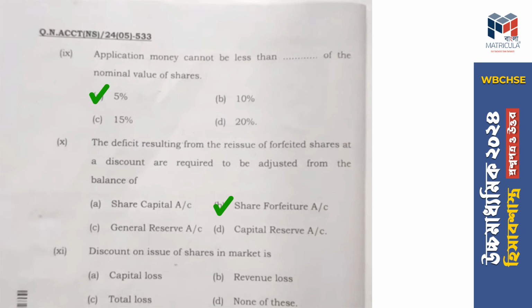Number 11. Discount on issue of shares in market is option A, capital loss, option B, revenue loss, option C, total loss, option D, none of these. Right answer is option A, capital loss.